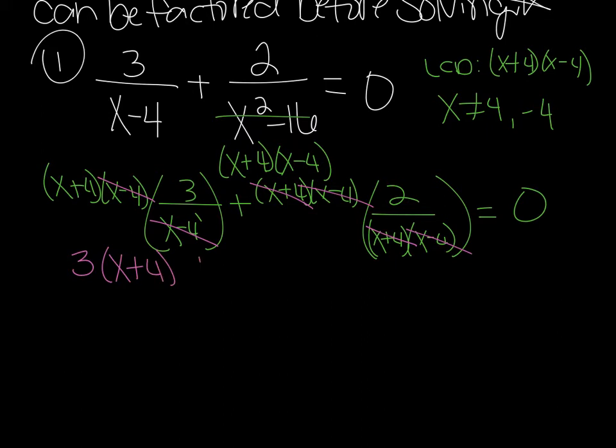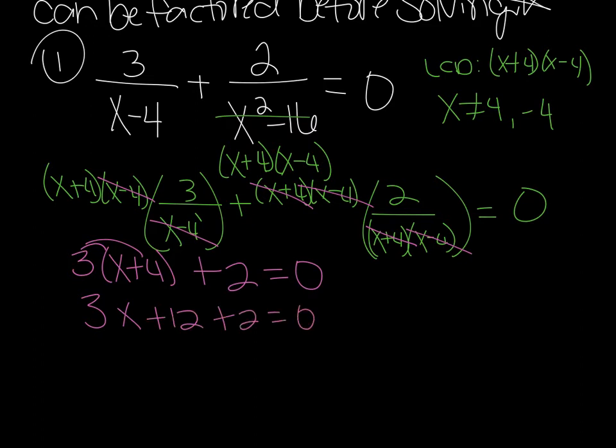For my second one, everything but the 2 cancels out. And on the right-hand side, I have a 0. Okay, and to solve this one, I don't have to use factoring. I can just use our regular method. So if I distribute the 3, I have 3x plus 12 plus 2 equals 0.